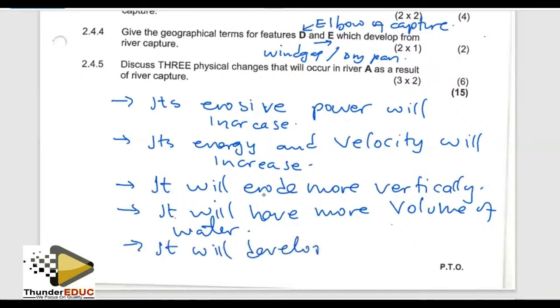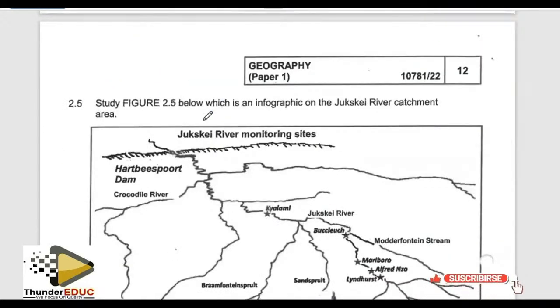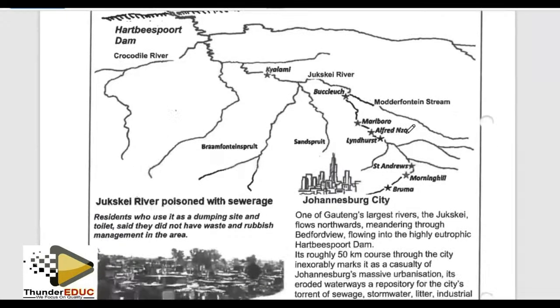It will develop various landforms, such as rapids, waterfalls, among others. Right. Question 2.5 below is an infographic on the Cascade River catchment area.